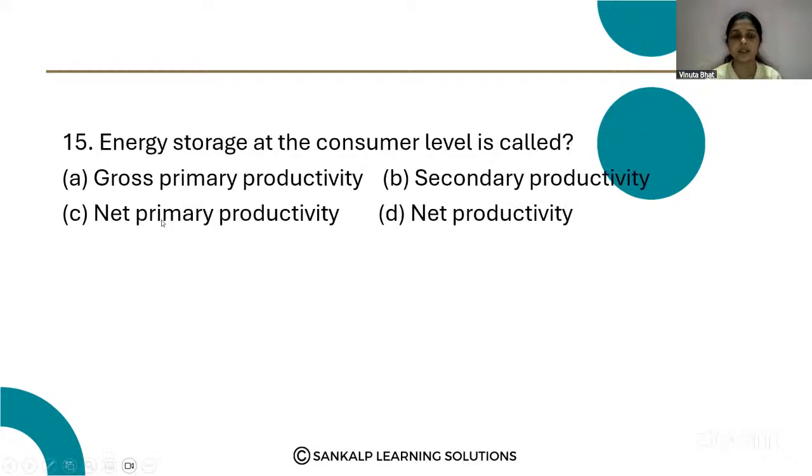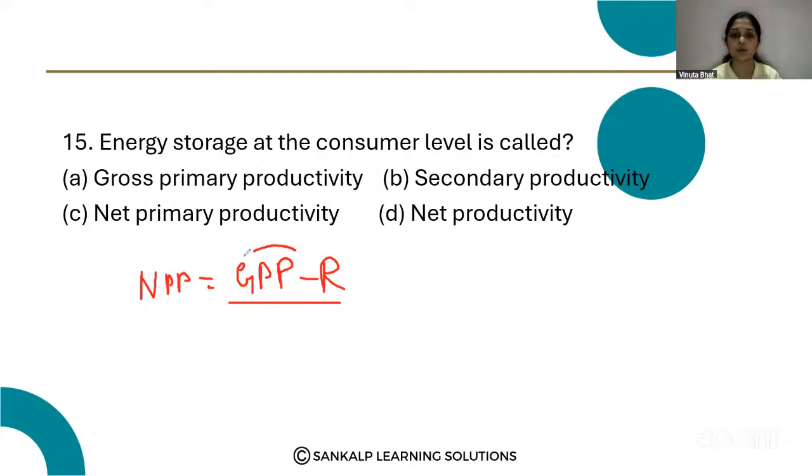Question number 15. Energy storage at the consumer level is called gross primary productivity, secondary productivity, net primary productivity, net productivity. So here you know NPP, net primary productivity, is equal to gross primary productivity minus respiratory loss, right? So you know this equation.